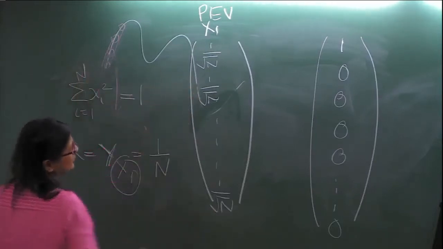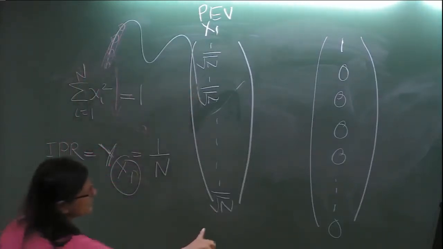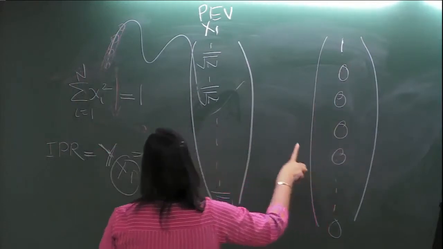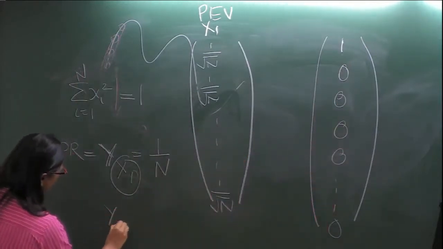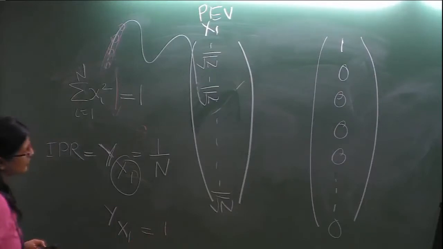That's why you have 1 upon root n. So the extreme case is the localized one, and for the localized one, your IPR, it means y of x1, is equal to 1. So those are the two different extreme cases for localization and delocalization.